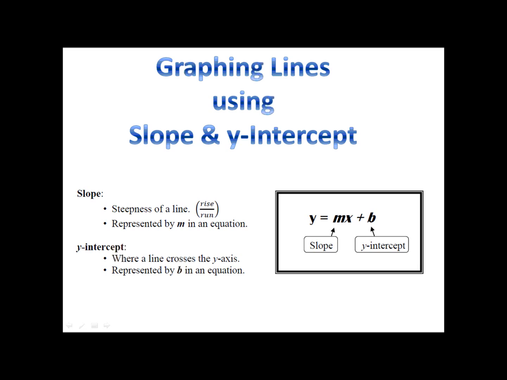If we have an equation in the form y equals mx plus b, all of the information we need is right in front of us. The number in front of the x is the slope. That'll tell us the rise over the run so we can plot additional points. The b is the y-intercept. That's where the line crosses the y-axis. With these two pieces of information, we can easily graph any line we'd like to.